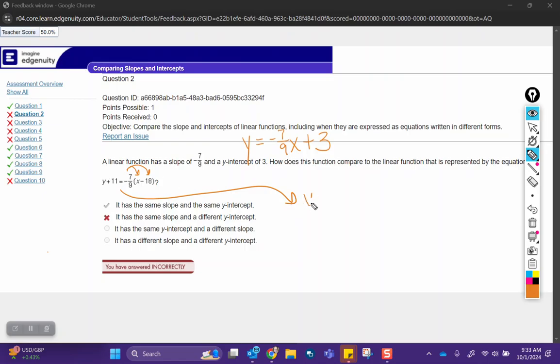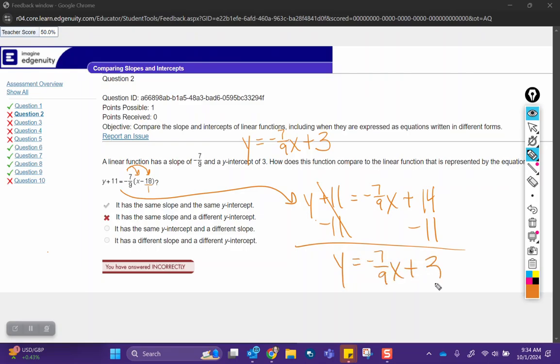I got to distribute first. So I get -7/9 x. Okay, there's the same slope. Plus, let's see, I put 18/1. I'm going to do some multiplication of fractions. 18 times 7 is 126. 9 times 1 is 9. So 126 divided by 9 is 14. Now I have to get the y by itself by subtracting 11 to the other side. So y equals -7/9 x plus 3. It has the same slope and the same y-intercept.